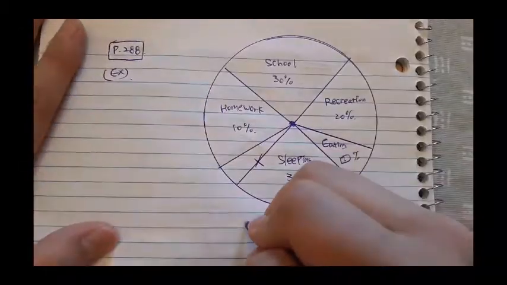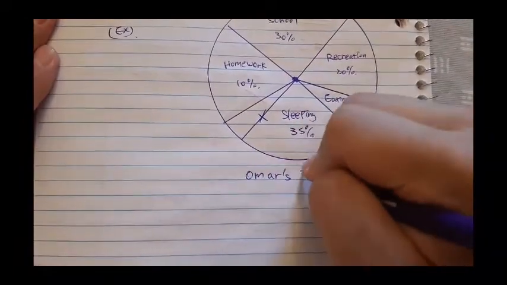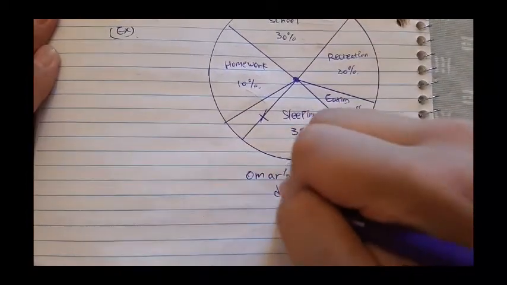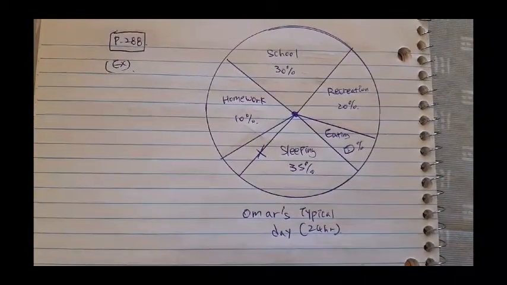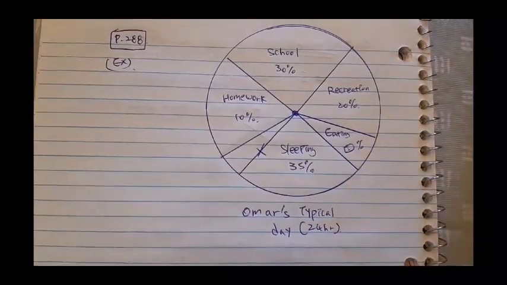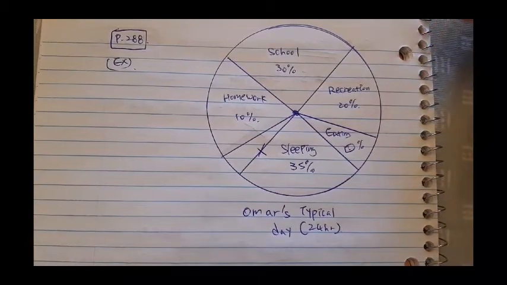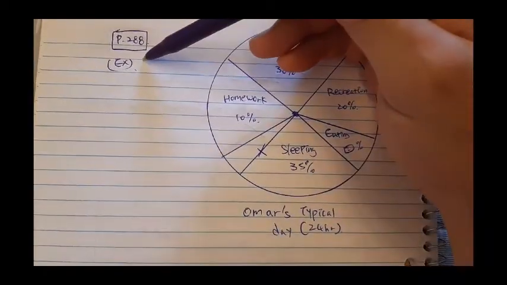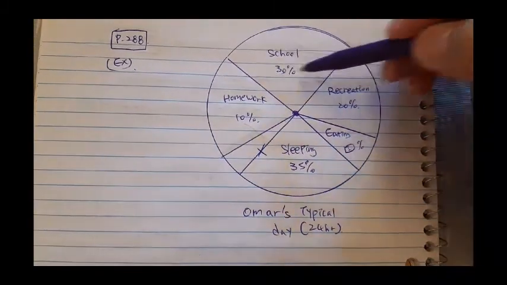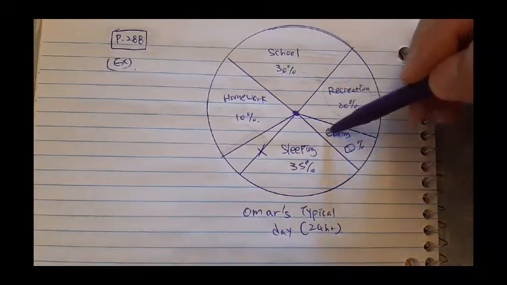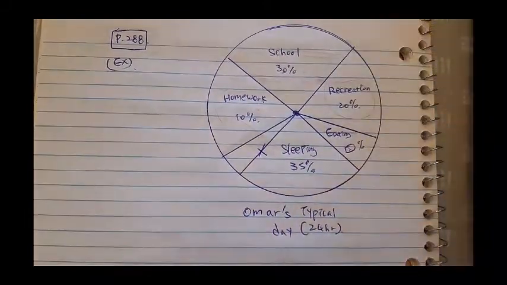The title of that is Omar's typical day, 24 hour. So what you see on, and honestly, as you may know, drawing is not my major, fine art and all. I really encourage you to go to page 288 to do a better analysis. But in any case, school we have 30%, recreation time 20%, eating blank percent, sleeping 35%, homework 10%. That is basically Omar's day.